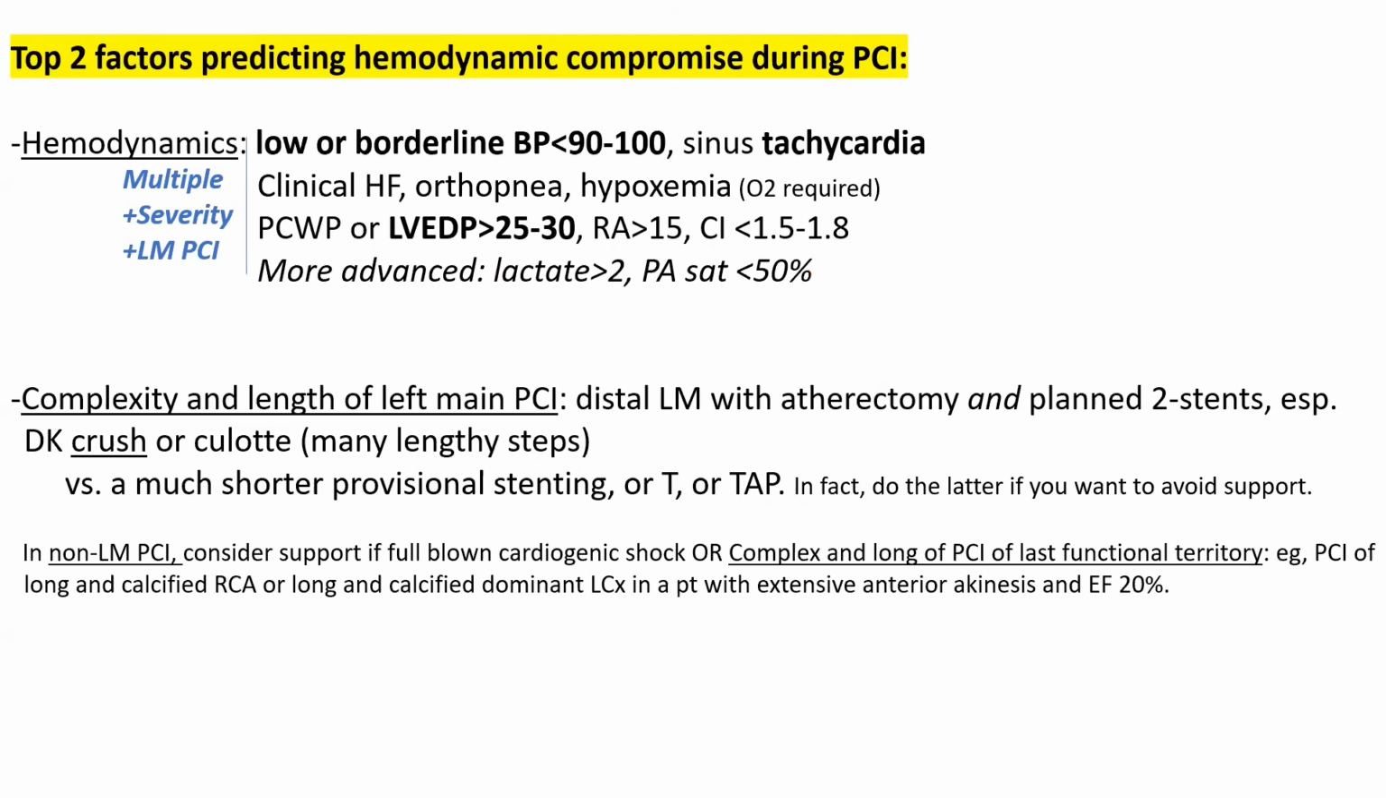There are top 2 factors I consider when I decide about LV support during PCI, and there are 6 other factors, less important, but important as well. So the top 2 factors I consider are, number 1, and the most important factor, baseline hemodynamics. And those are multifold. So 1, the clinical hemodynamics: low or borderline blood pressure, less than 90/100 systolic pressure, sinus tachycardia, especially heart rate to blood pressure ratio over 1.